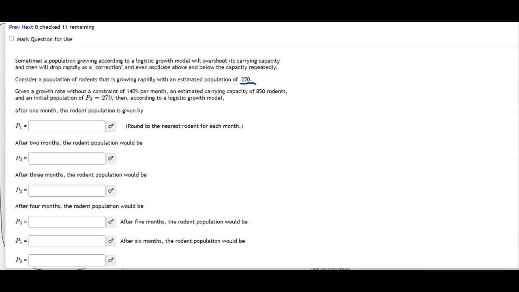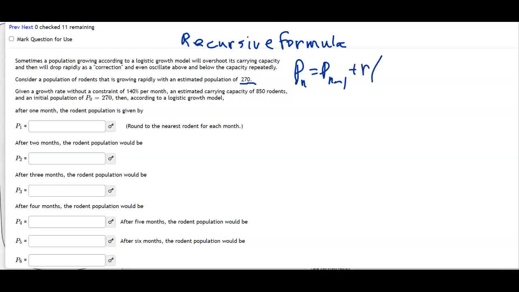And just remember that the general recursive formula for logistic functions is p sub n is equal to p sub n minus 1, the previous term, plus the growth rate without constraint times 1 minus the previous term, p sub n minus 1, over the carrying capacity, times the previous term.